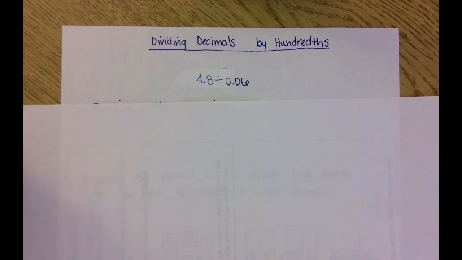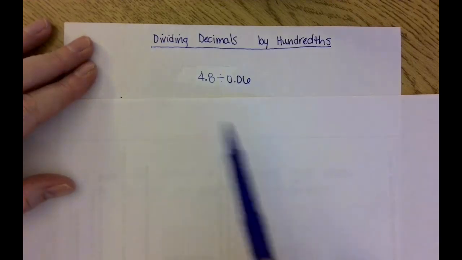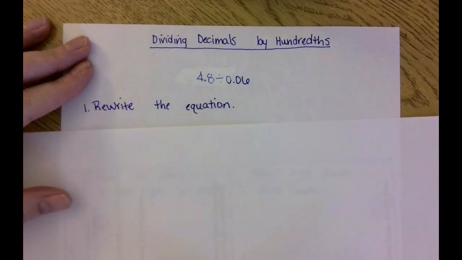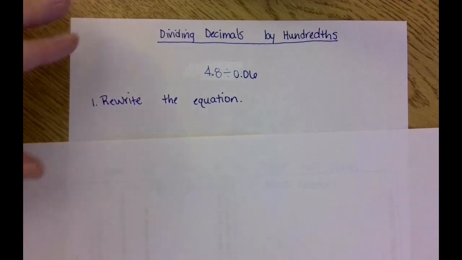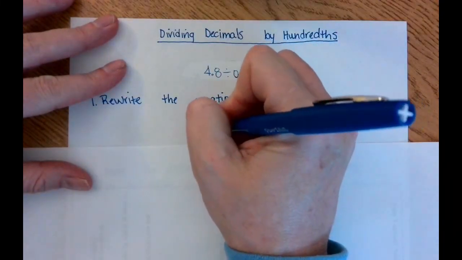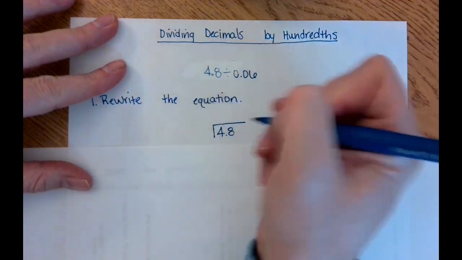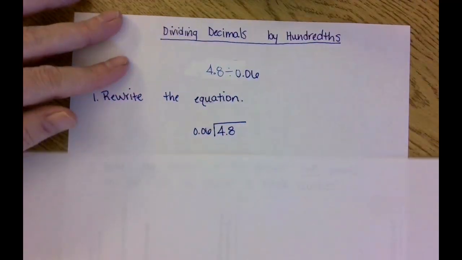Now we're going to do dividing decimals by hundredths. I already have my equation set up. I have 4 8/10 divided by 6 hundredths. My first step is to rewrite the equation so it's set up like long division. So I'm going to write my 4 8/10, put that under the division bracket, and then I'm going to put my divisor on the outside.